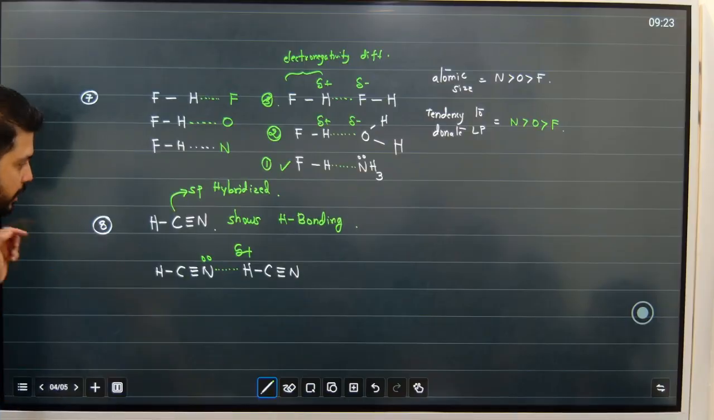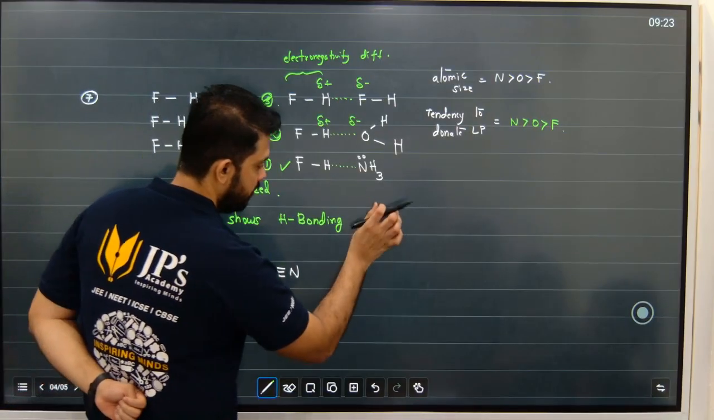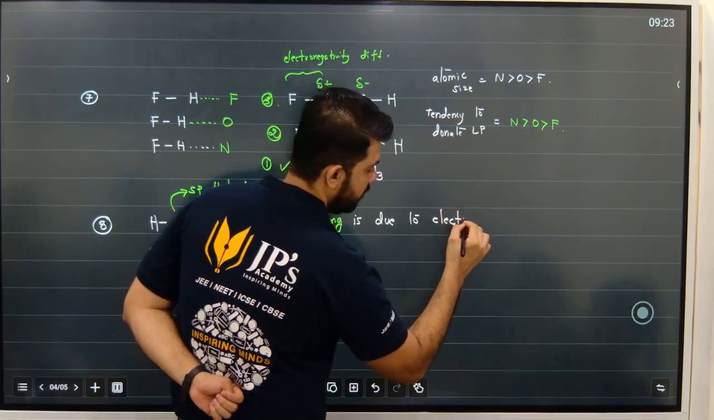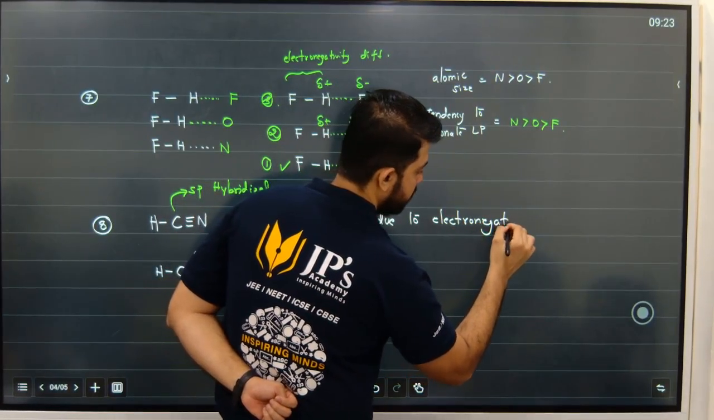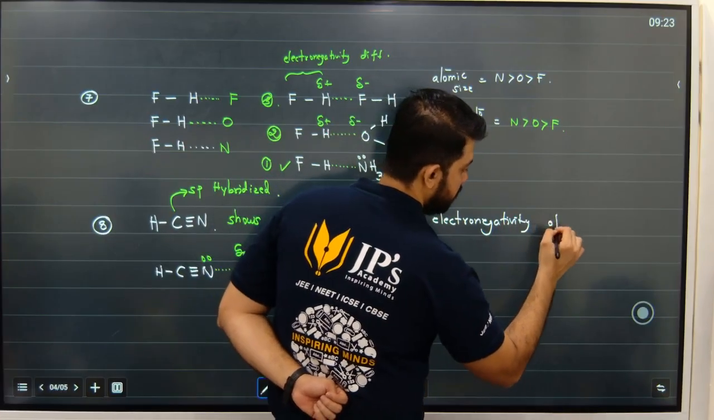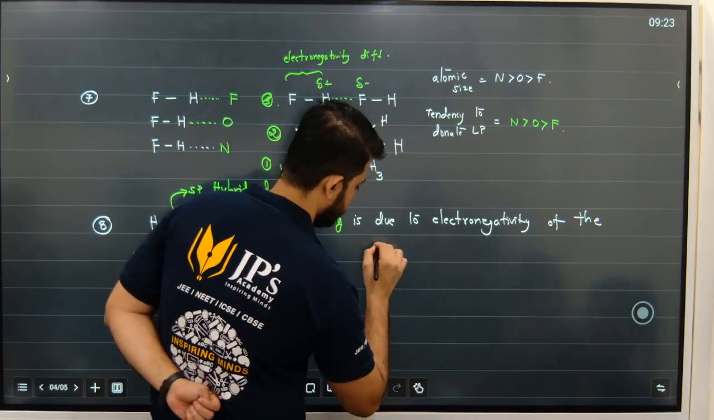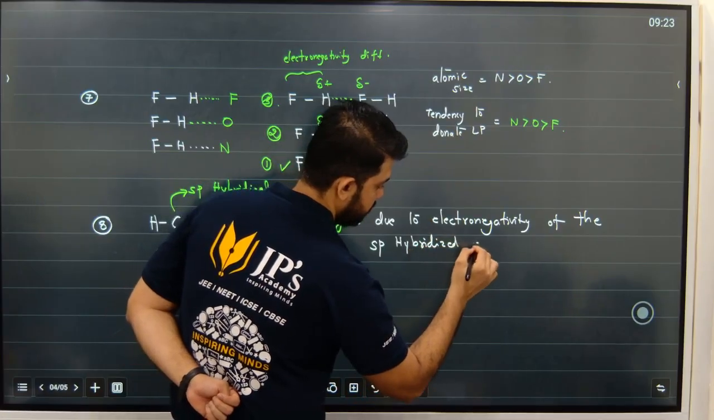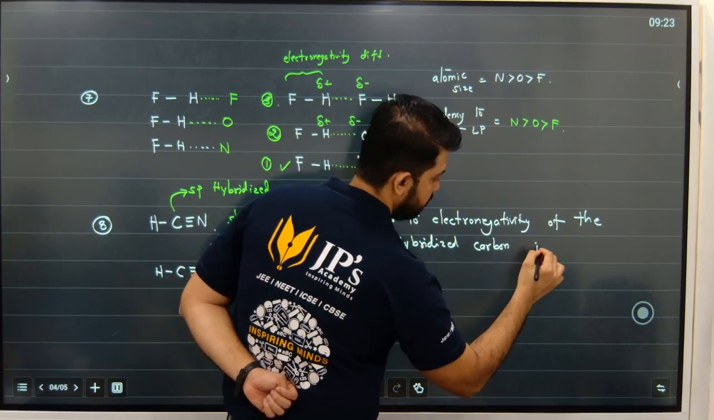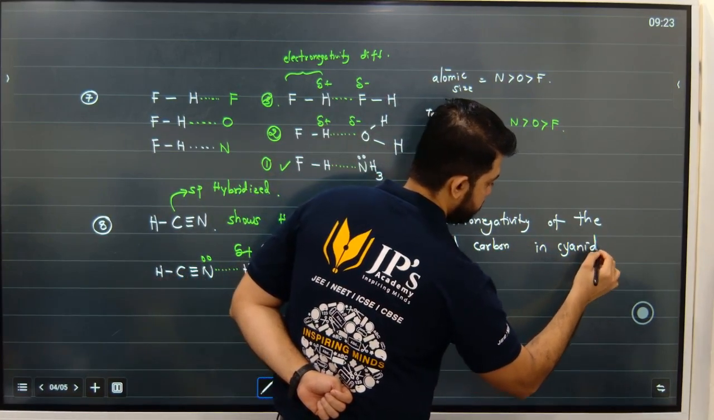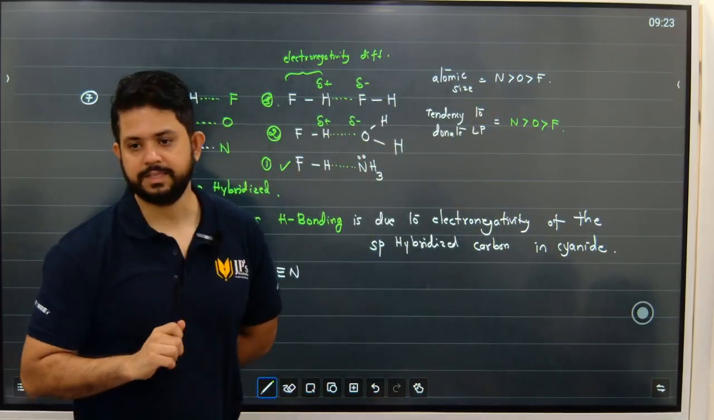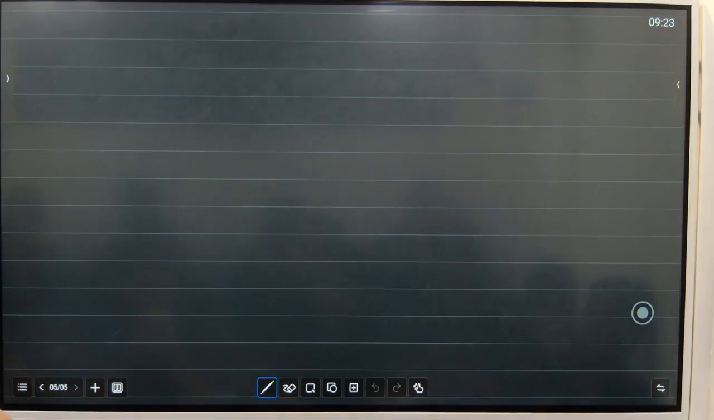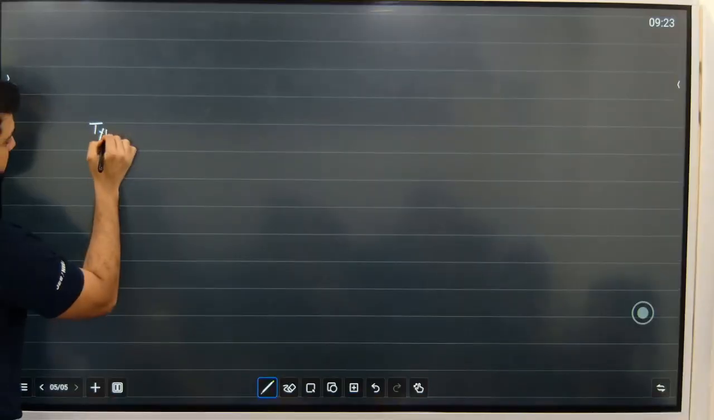So the hydrogen bonding reason in HCN is due to the electronegativity of the sp hybridized carbon in cyanide. A couple more examples like this we will study in the lecture. Now, next we have types of hydrogen bonds.